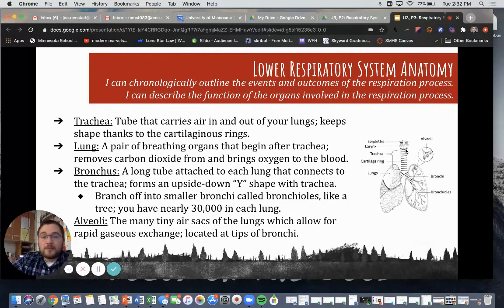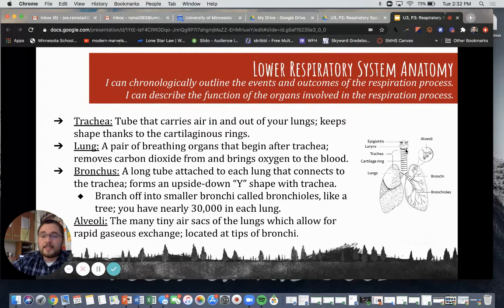The lung, you'll have two of them, right? Lungs are a pair of breathing organs that begin right after our trachea. And the purpose of the lung is simply to remove carbon dioxide and bring oxygen into the blood. And we'll talk about blood when we talk about the circulatory system. And I believe that is coming up next after the respiratory system.